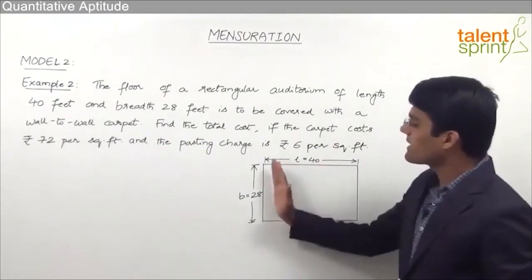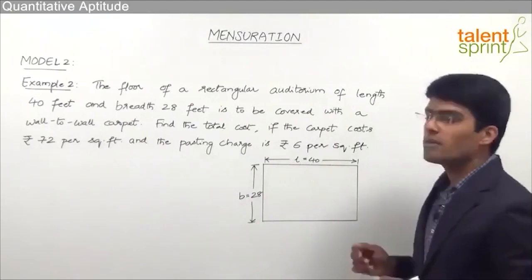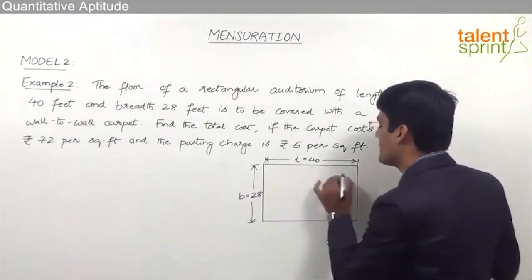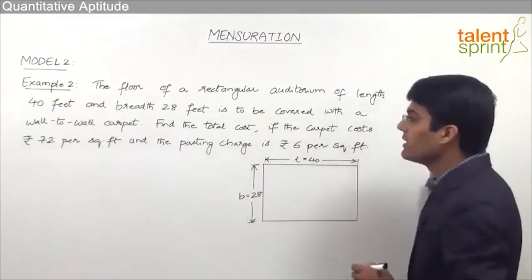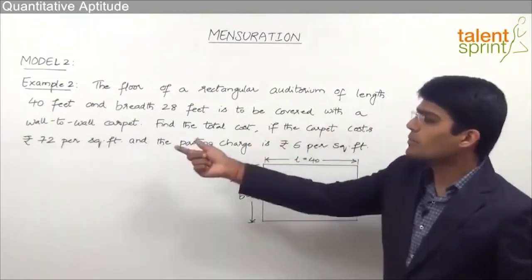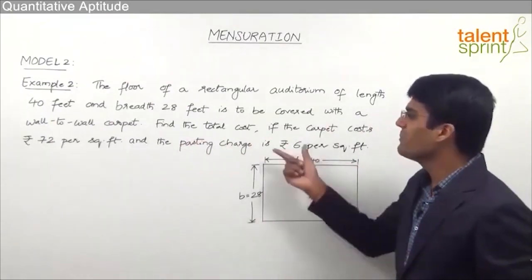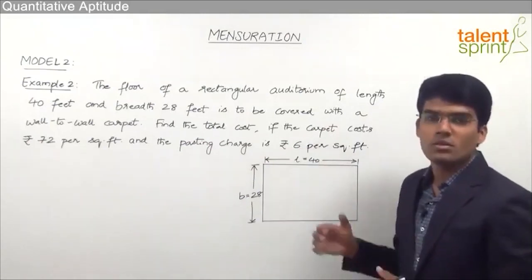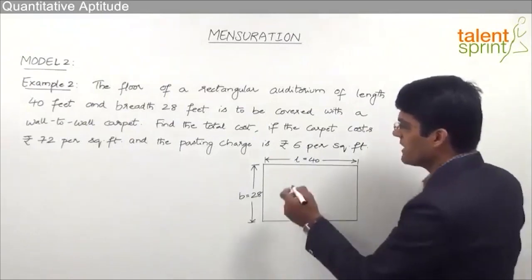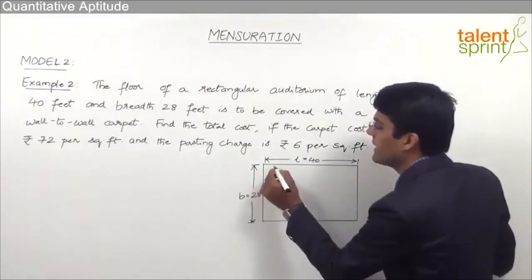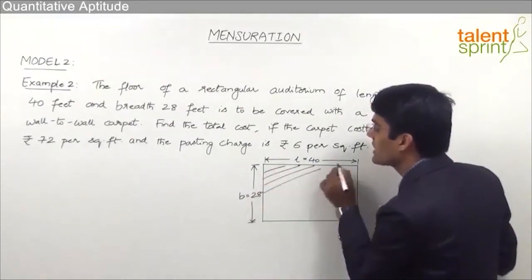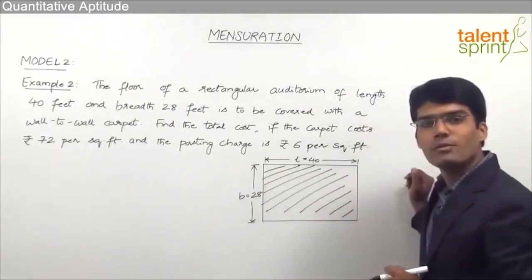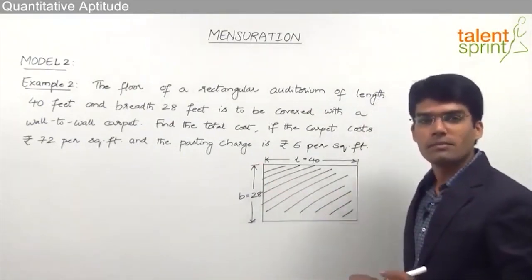Now the floor of this rectangular auditorium has to be covered with a wall-to-wall carpet. That means nothing but we are placing a carpet on the rectangular floor. The carpet costs rupees 72 per square feet and the pasting charges is rupees 6 per square feet. We are supposed to find out the total cost. Now if you observe here, when we put a wall-to-wall carpet, we are actually working on the complete area of the rectangular floor. That is nothing but the area occupied by the rectangular auditorium.